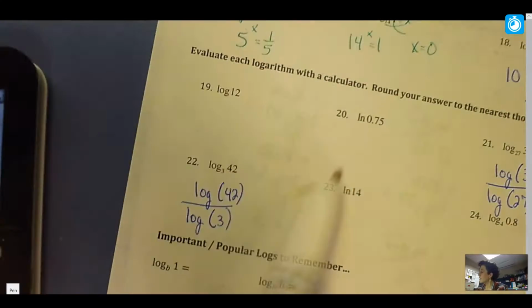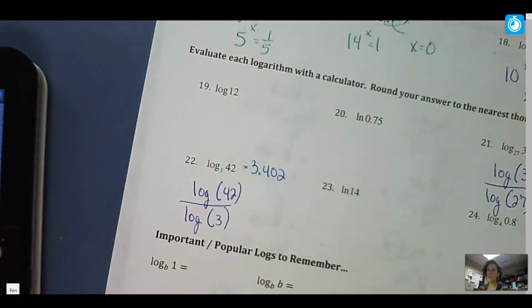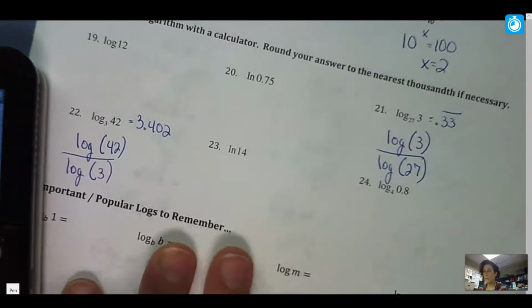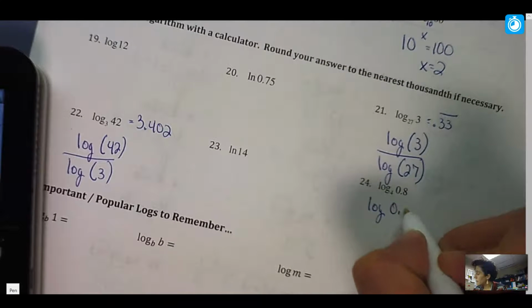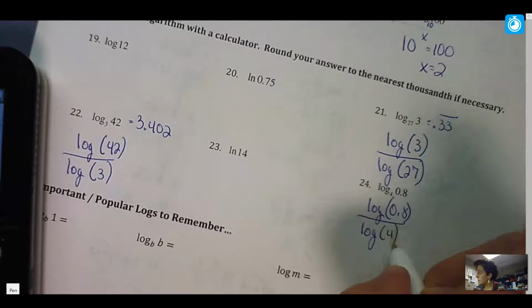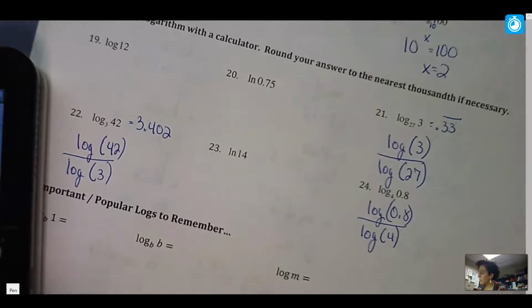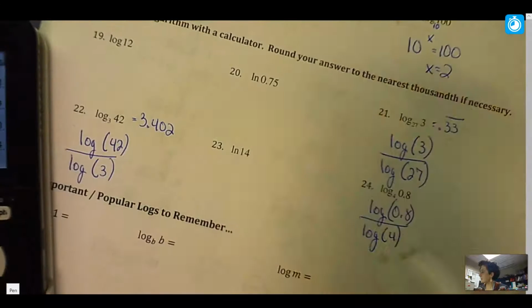Then we get the same answer. All right. So either way, you're going to get 3.402. And just for the record, we're always going 3 numbers behind the decimal. So this one, I would do log of the argument, in parentheses, over log of the base. So again, just showing you what that looks like. Okay. And you're going to get this decimal.